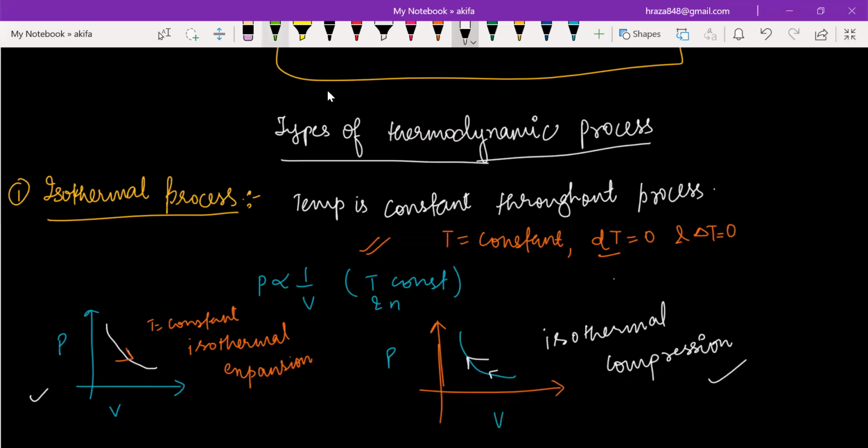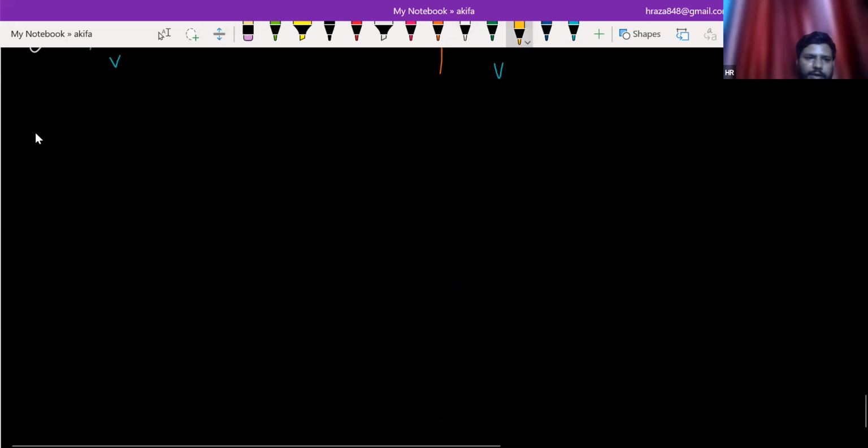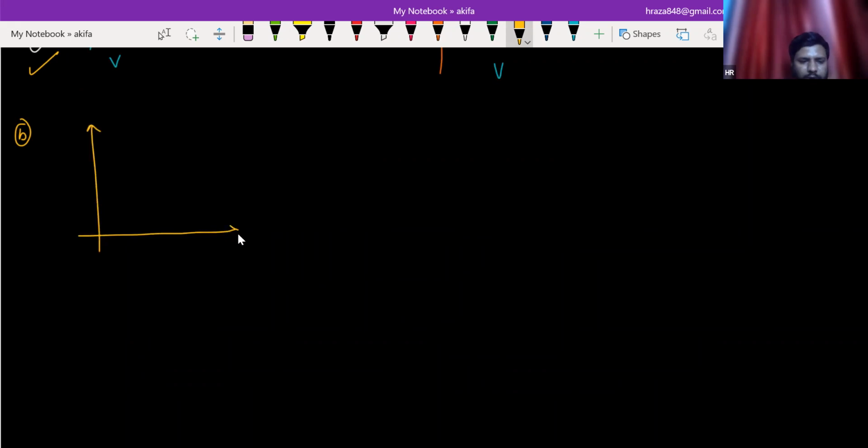Done. If I give you a graph and ask you to plot it, every graph will have two graphs. So if I ask you to plot a graph between V versus T for isothermal, can you plot two graphs, one for compression as well as one for expansion? So isothermal means temperature is constant, so temperature will be constant in this way. Are you getting my point?